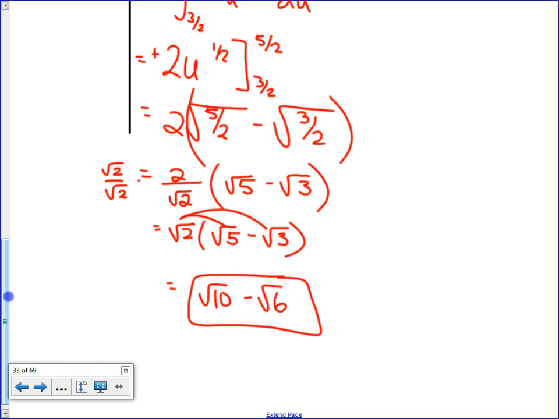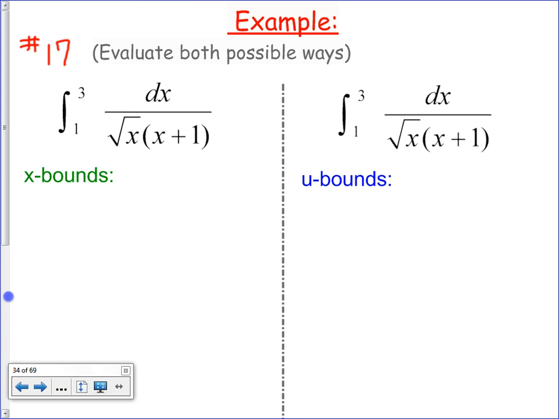Wait, how did that get from 2 over root 2? Rationalize. And then, yeah, but how does the radical... Because this would become... Okay, moving on. Do we really need that? We're good.